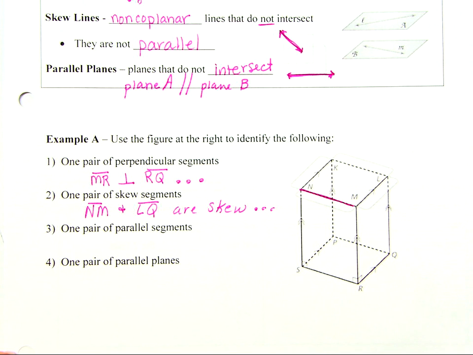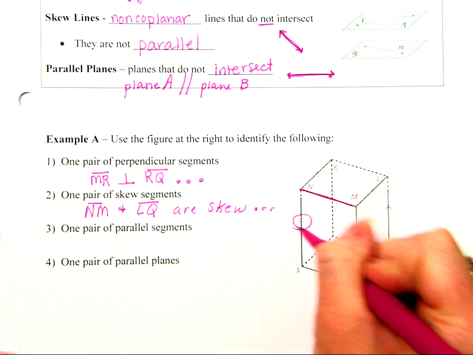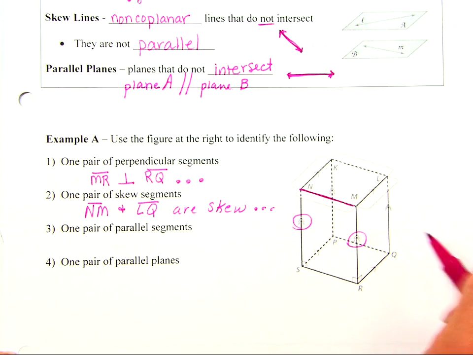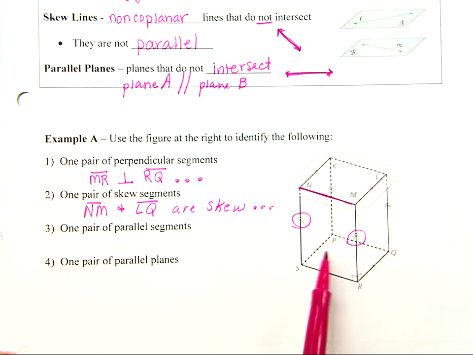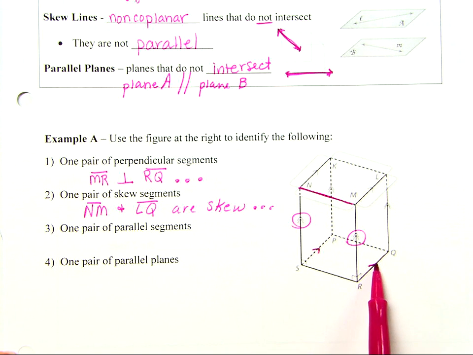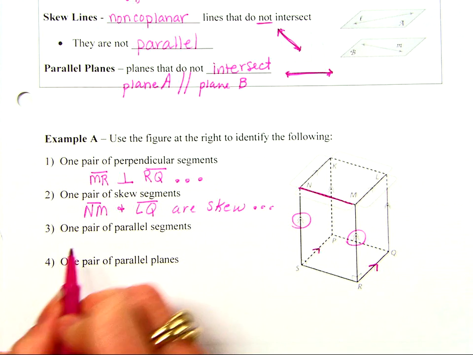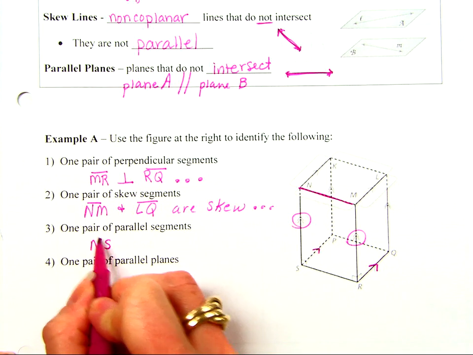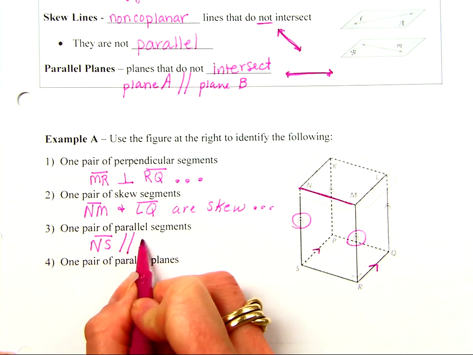Parallel. We know that when we're looking for parallel segments, we're looking for the arrows. So you can see here that this is showing me NS and MR as parallel, or even down below with the single arrows here, SP and RQ. Any of those possibilities would work. NS is parallel to MR.